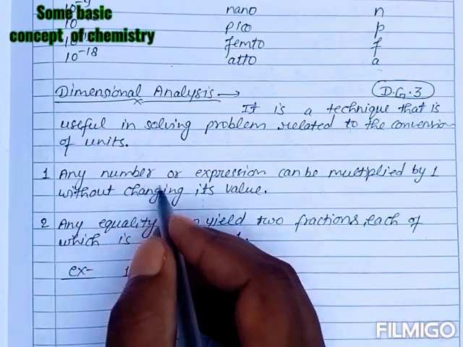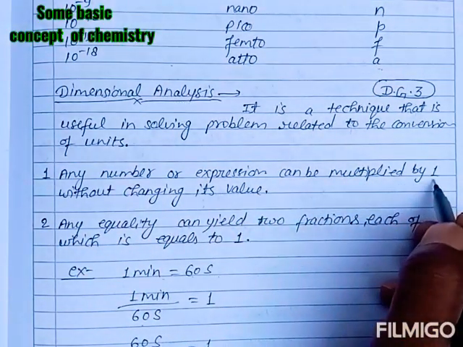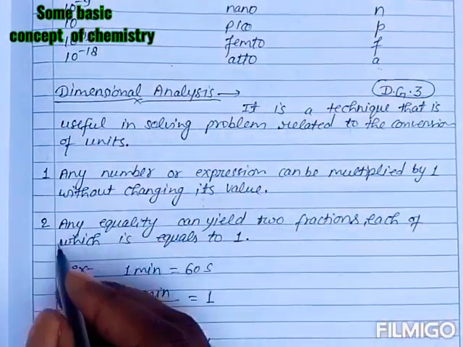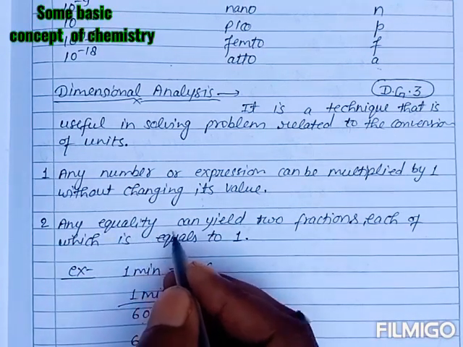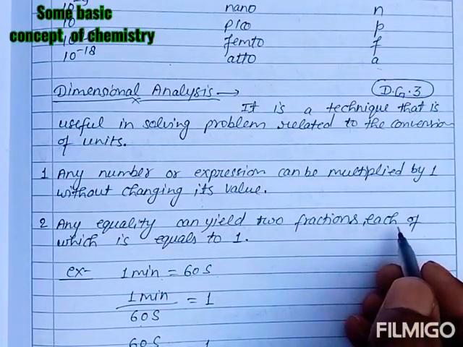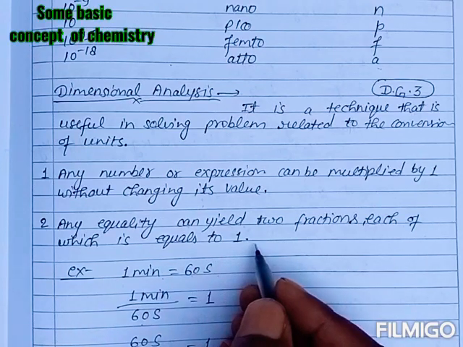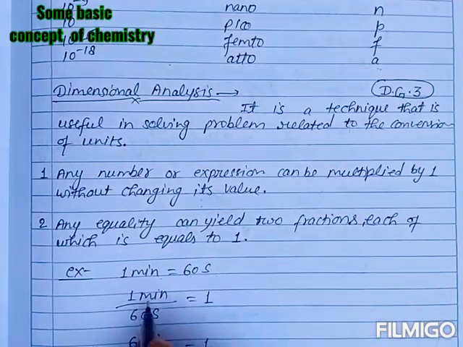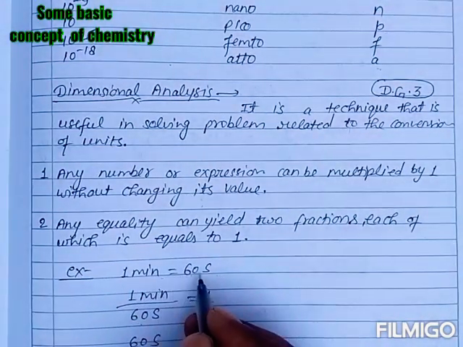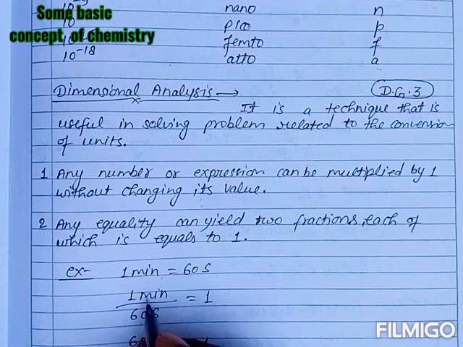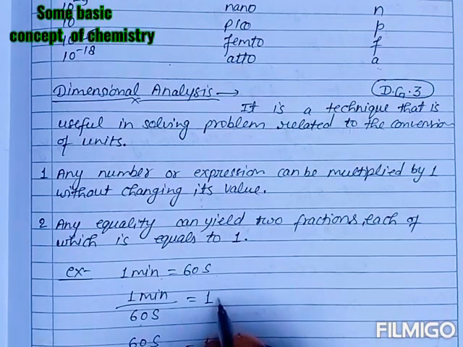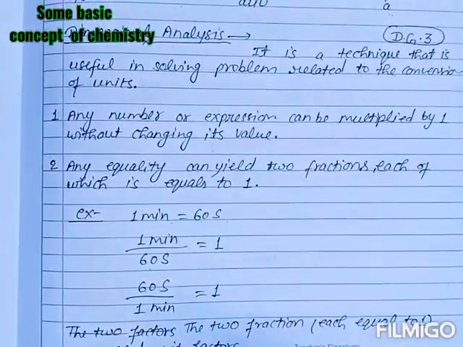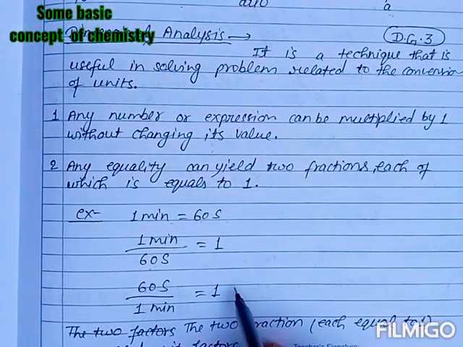Number one is any number or expression can be multiplied by 1 without changing its value. And the second one is any equality can yield two fractions, each of which is equal to 1. What does this tell us? It means 1 minute is equal to 60 second. 1 minute divided by 60 second is equal to 1, or its reverse. What will be its reverse? 60 second divided by 1 minute is equal to 1.